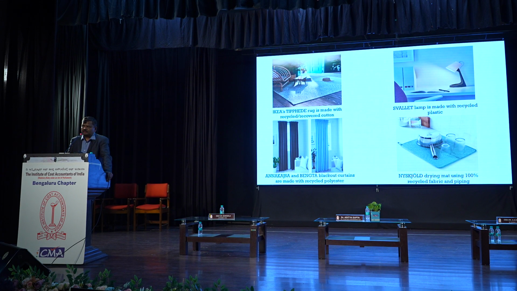What you see in your pictures are four pictures of IKEA products. All of them are using recycled materials. The first one is using recycled cotton to make a rug. The second one is using recycled plastic to make a lamp. The other one is using recycled polyester to make curtains. And the fourth one is using recycled fabric and piping to make mats.